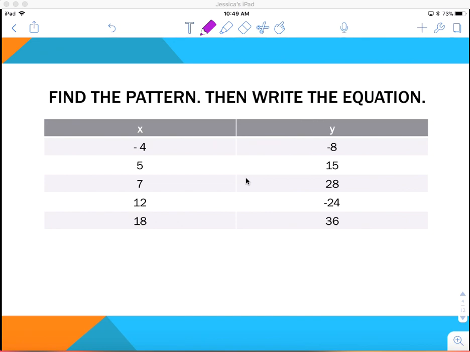Now, looking at our next one, you will find that it looks like it's going to be multiplying by 2. Negative 4 times 2 is negative 8. However, 5 times 2 does not equal 15, so it doesn't work there. 7 times 4 gives us 28, and 12 times negative 2 gives us negative 24. Since these are not the same pattern, we're going to just write none.